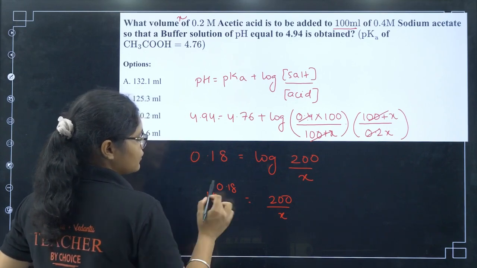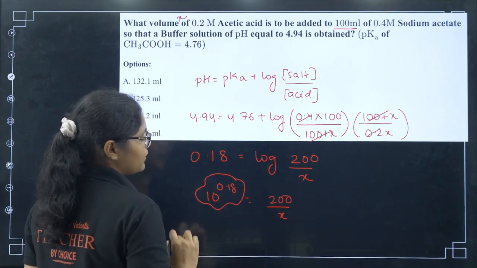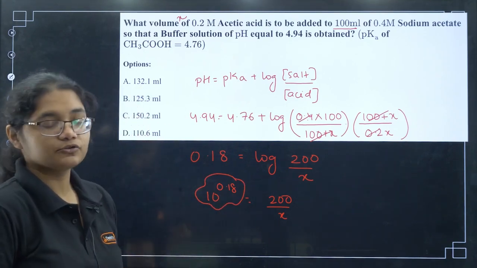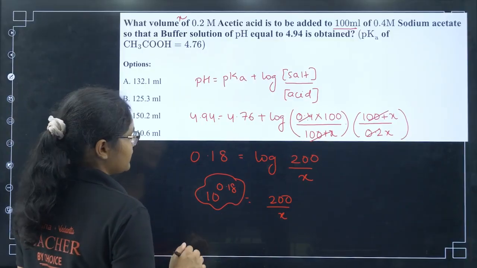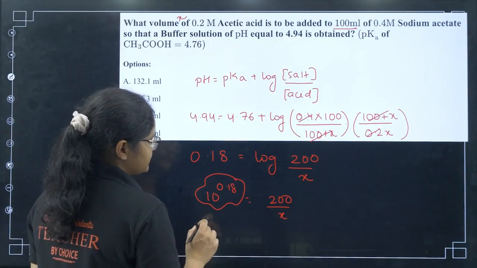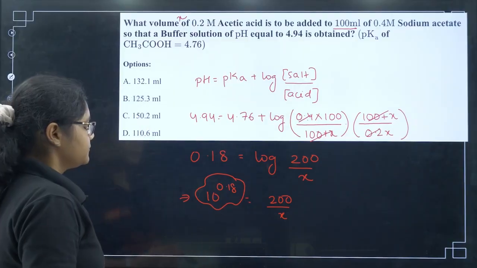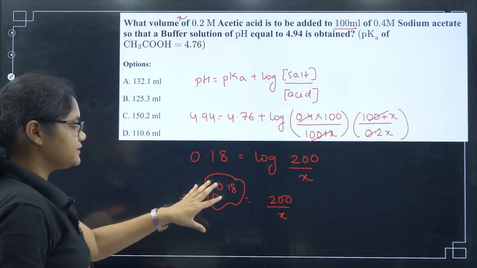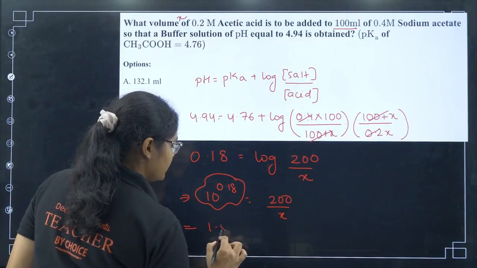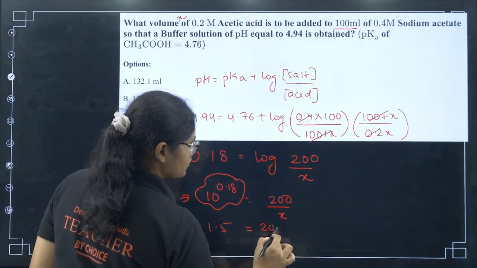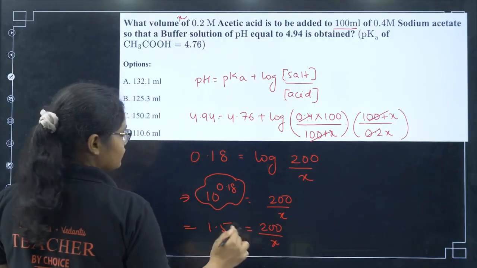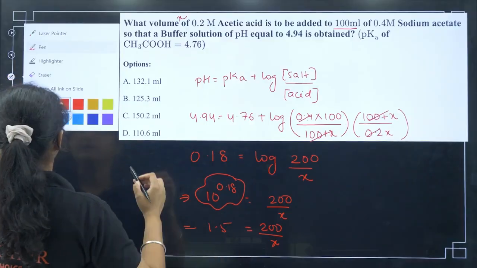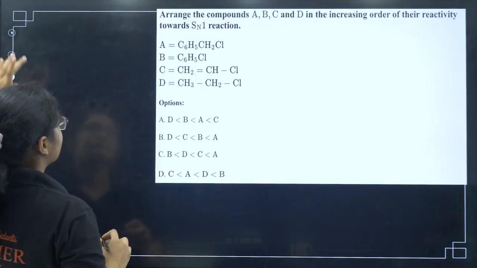Now, the antilog of 10 to the power of 0.18 will be something around 1.5. So that is equal to 200 by X. So now the X value will be equal to 132 something. If I solve this, you can do it on a calculator, you will get option number A.